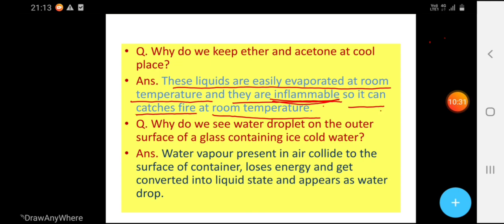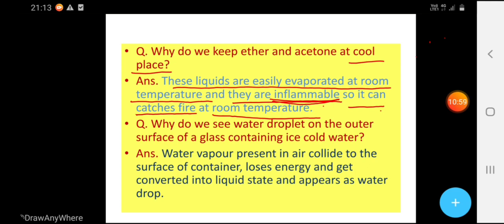ओके. सो इनको हम, क्वेश्चन क्या था, that why do we keep ether at cool temperature, मीन्स रूम टेम्परेचर पे भी अगर इसमें आग लग सकती है, सो हमें इसको क्या करना चाहिए, रूम टेम्परेचर से भी लो टेम्परेचर पर रखना चाहिए. सो ऐसे रूम में रखें या फ्रिज में रखते हैं. ओके. जहाँ ऐसे रूम जहाँ एसी चल रहा हो, जहाँ पे टेम्परेचर डाउन रहता हो नॉर्मल रूम टेम्परेचर से. ओके. या फिर हम फ्रिज में भी ऐसी चीज़ों को रखते हैं, ऐसे केमिकल्स को.